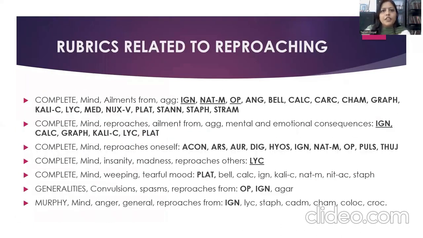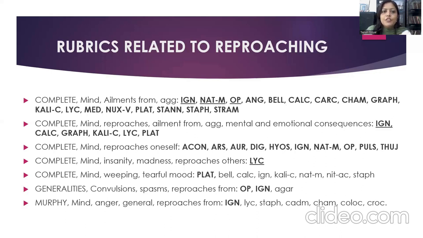In Complete Repertory, we have the rubric Mind, ailments from reproaches, aggravate. In high grade, we have Ignatia, Natrum muriaticum, Opium, Angustura, Belladonna, Calcarea, Carcinosin, Chamomilla, Graphites, Kali carbonicum, Lycopodium, Medorrhinum, Nux vomica, Platina, Stannum metallicum, Staph, and Stramonium. There is another rubric, Mind, reproaches, ailments from, aggravate, mental and emotional consequences. In this, we have in high grade Ignatia, and in somewhat lower grade, Calcarea, Graphites, Kali carbonicum, Lycopodium, and Platina.